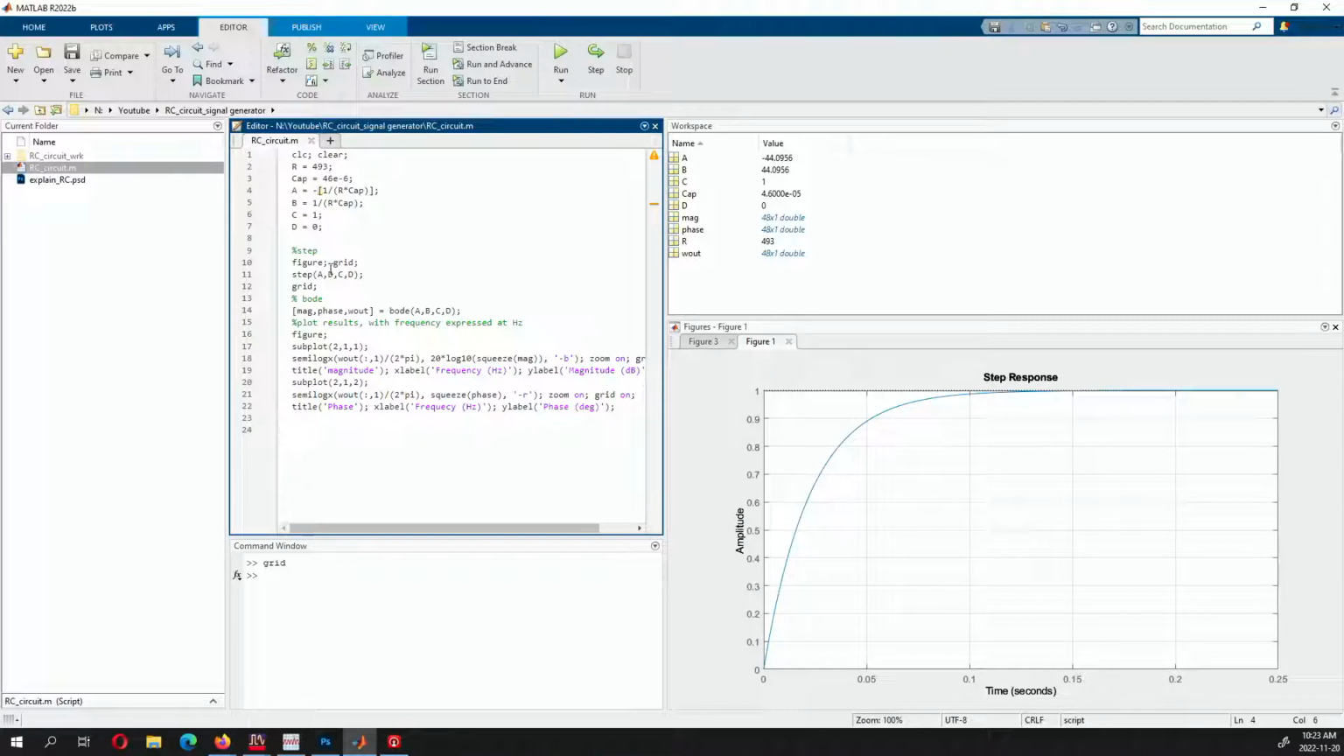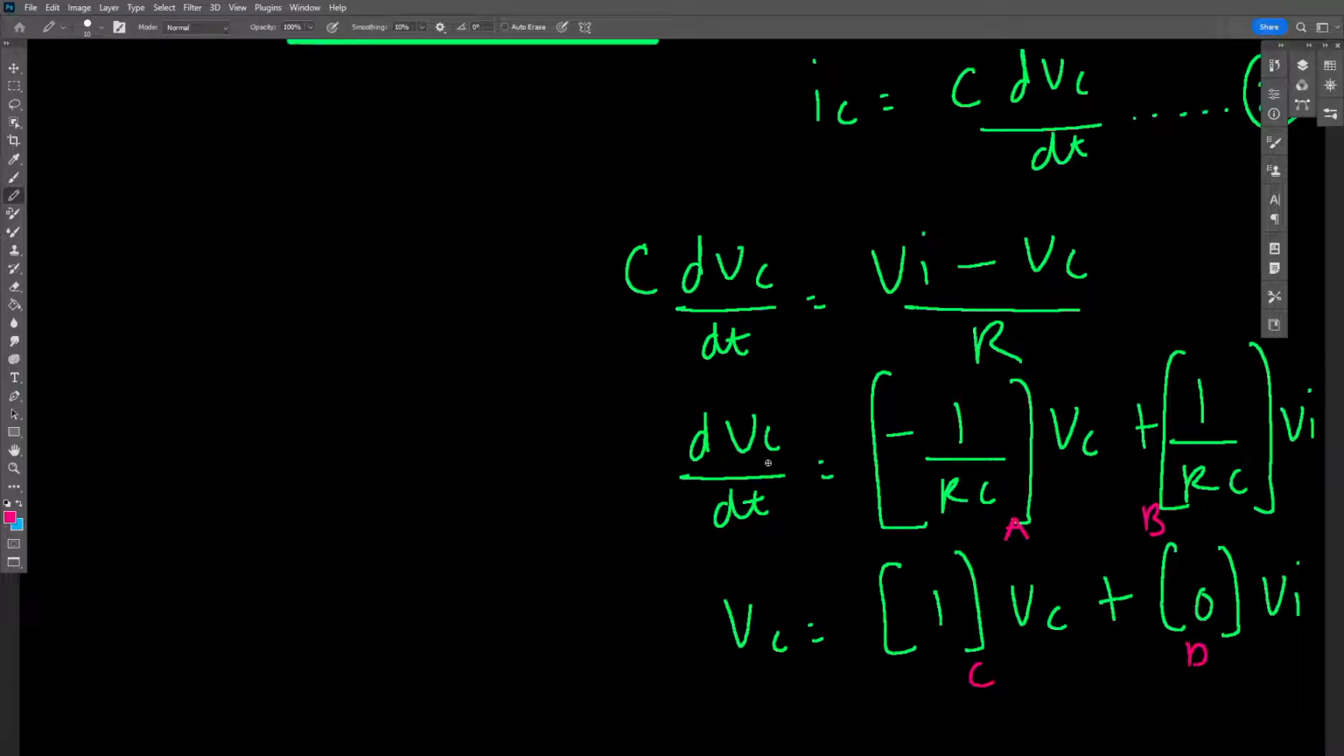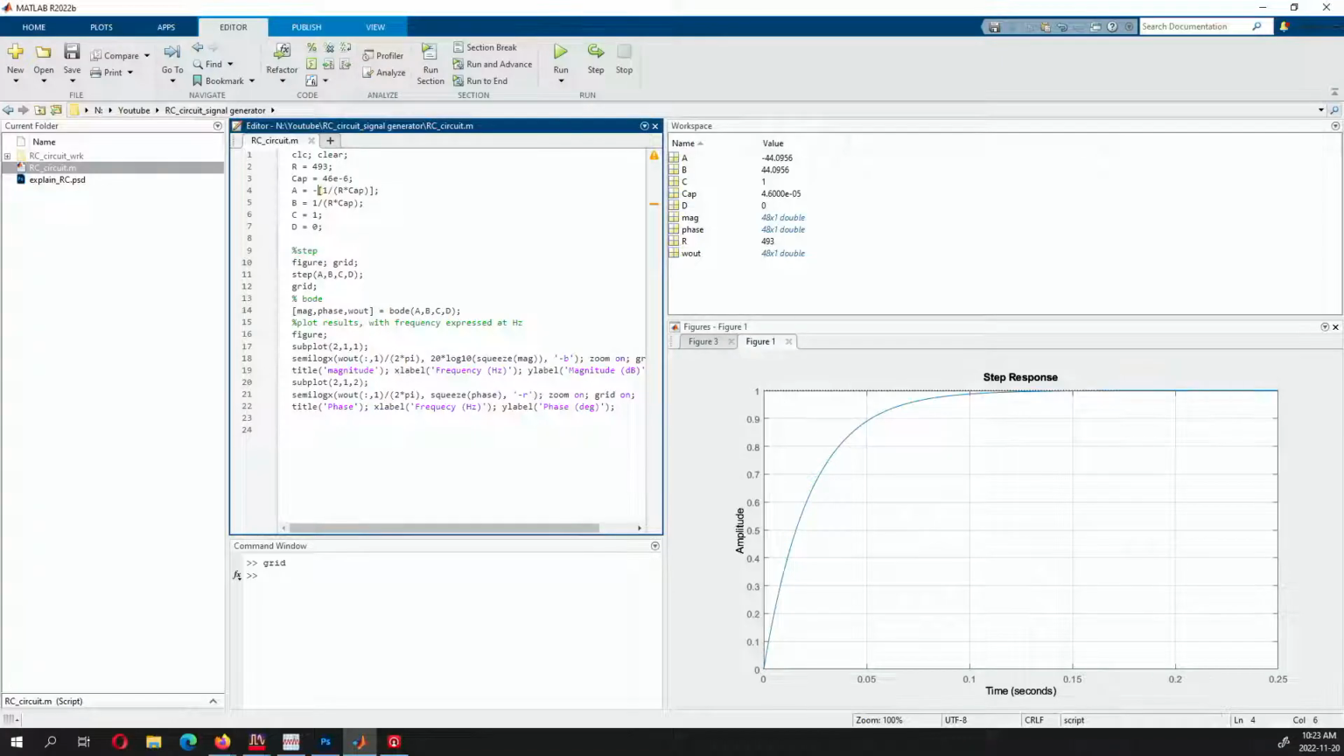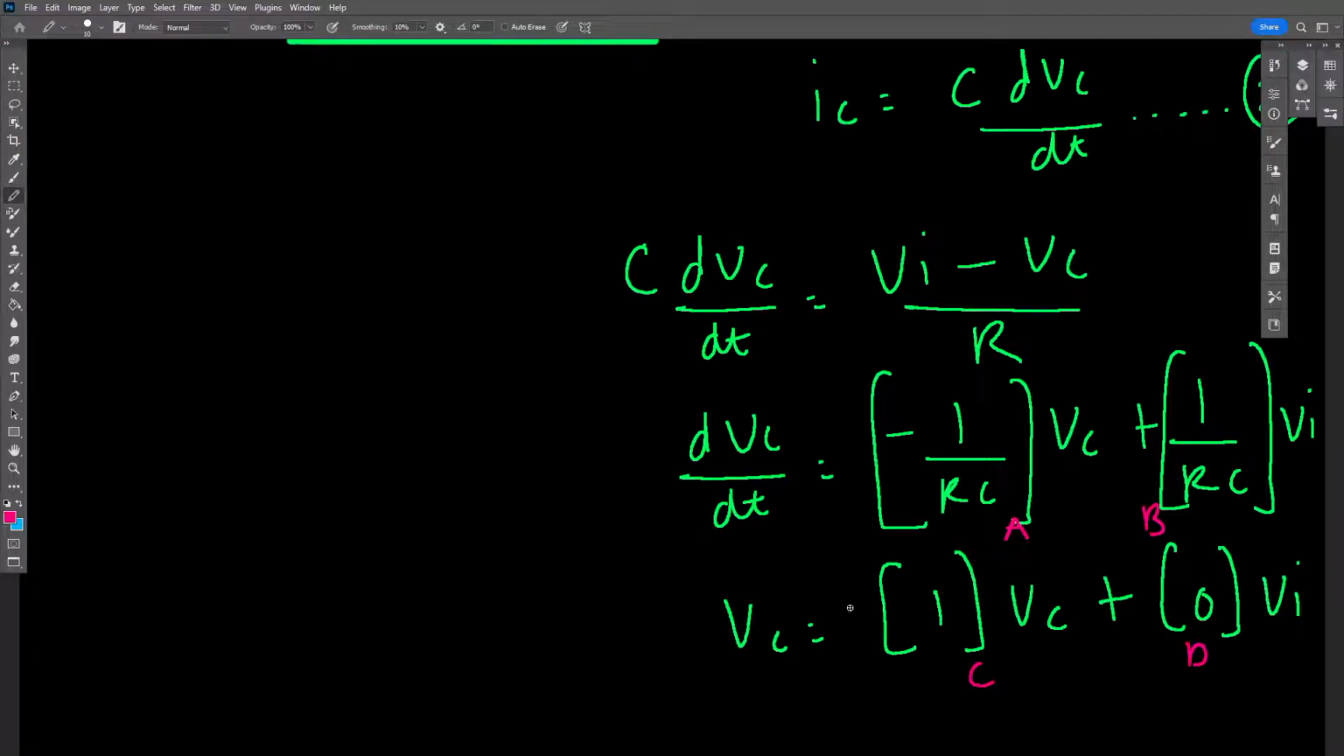And then C is 1 and D is 0. Because if you do state space, you know that the output is directly equivalent to the state, in the sense that over here we have Vc equals 1 times Vc, and there is no input that will directly affect the output.